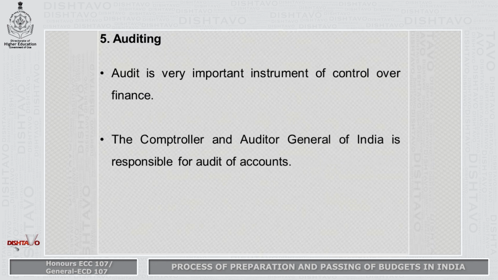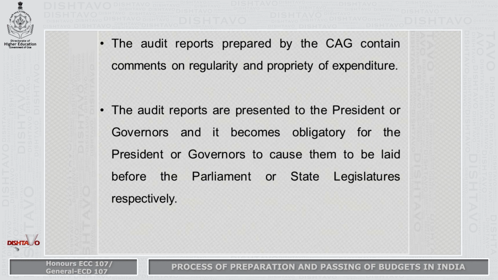Last one is auditing. Auditing is a very important instrument of control over the finances. The Comptroller and Auditor General of India is responsible for the audit of accounts. The audit reports prepared by the CAG contain comments on the regularity and propriety of expenditure. The audit reports are presented to the President or the Governors, and it becomes obligatory for the President or Governors to cause them to be laid before Parliament or the State Legislature respectively.